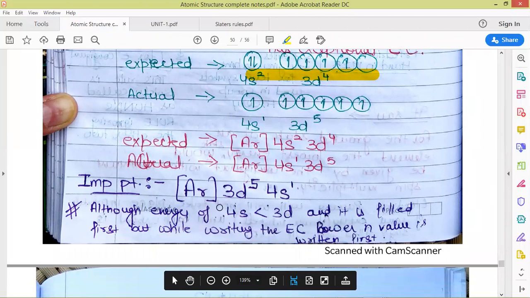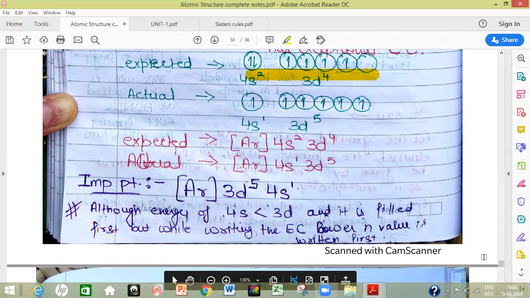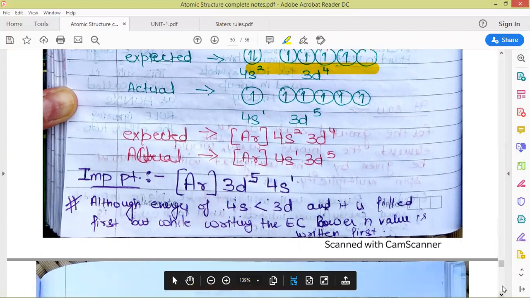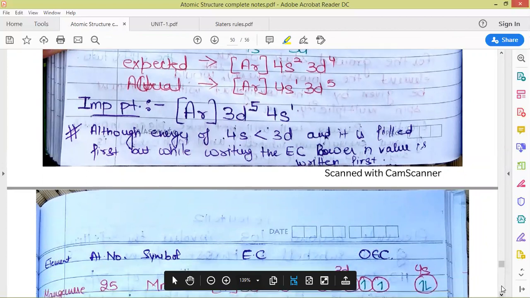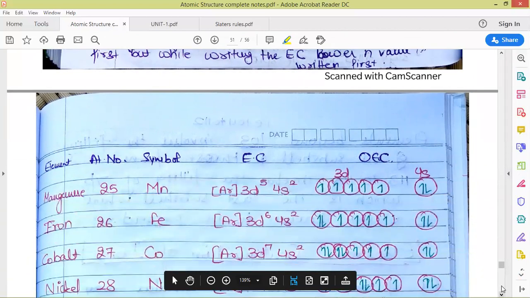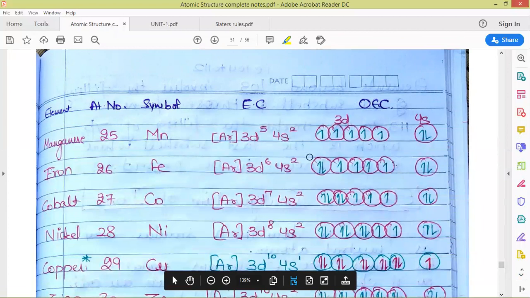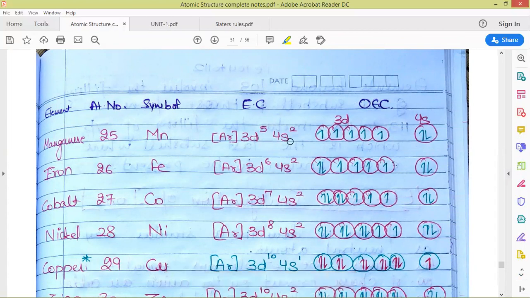So this is how we write the electronic configuration for 3d and 4s: we write the lower n value first. Based upon that we'll write 3d5 first, then 4s1. Next we have manganese, where the atomic number is 25. The configuration is going to be 3d5 4s2. So the 4s1 3d5 configuration was just meant for chromium.